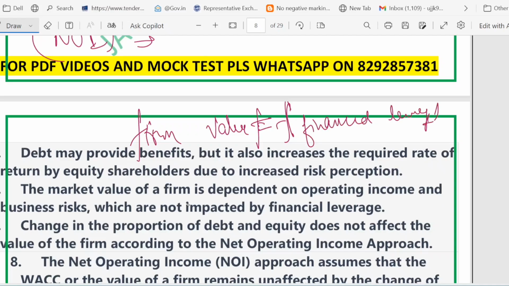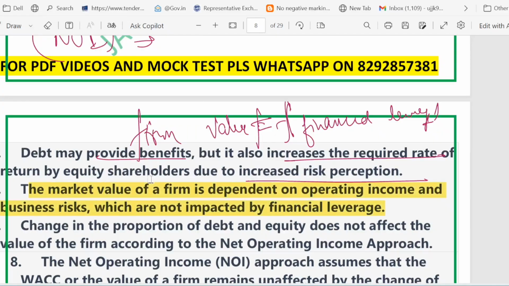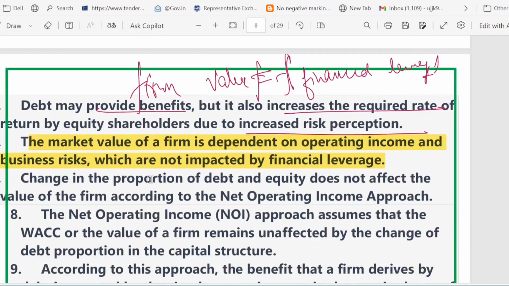Right. The gain from debt is the pain of extra liquidity risk. So obviously debt is providing you benefit, but it also increases the return required by the equity shareholders due to increased risk perception. Right. So that is the conclusion, that the market value of the firm depends on operating income and business risk. While the net income approach says more debt increases the value, the NOI approach says debt or no debt, the value of the firm remains the same. I hope it is clear.